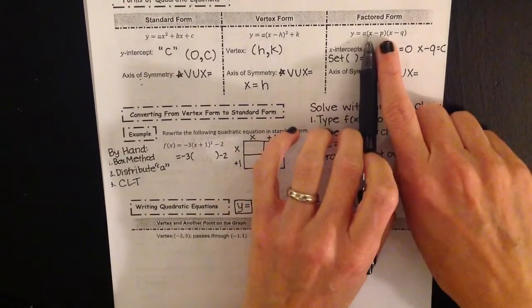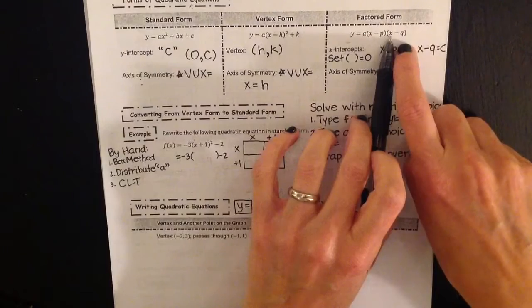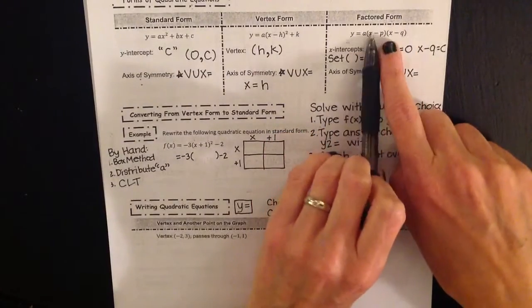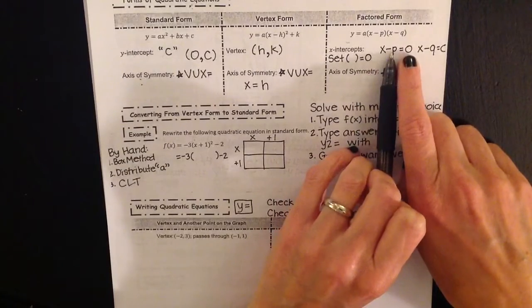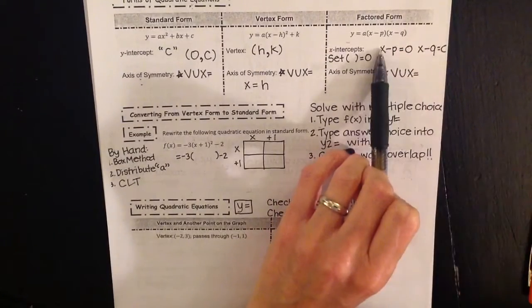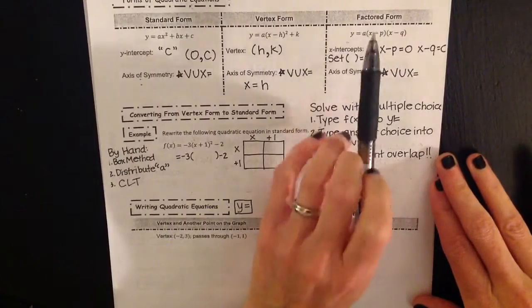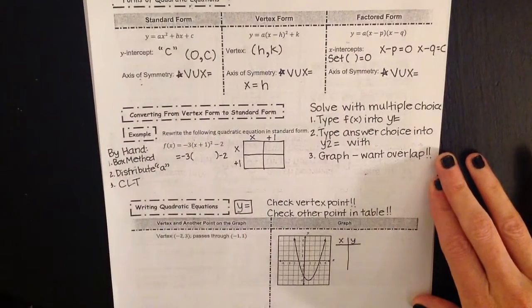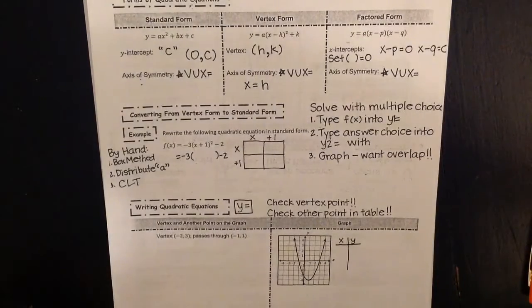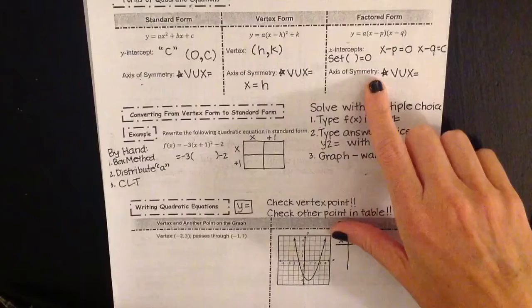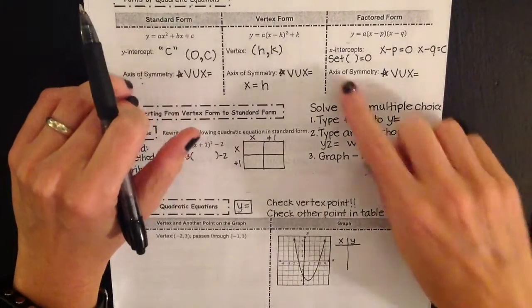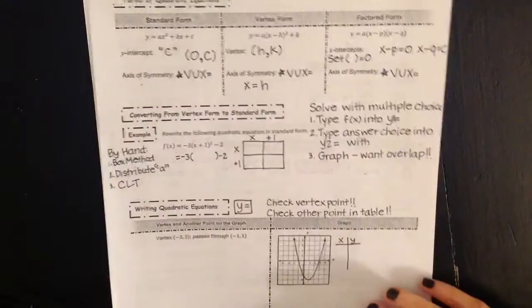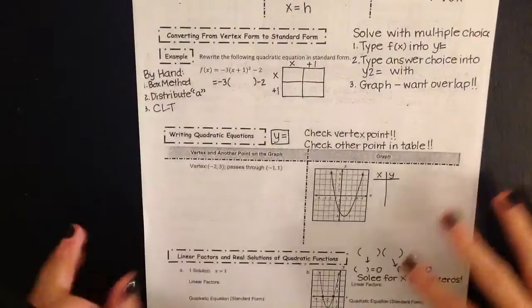Factored form. So this is when you're going to see two sets of parentheses. What you can get from the parentheses is that you can set them equal to 0 and solve for x so that you can get your x-intercepts. Personally, if you have a y equals equation, type it into y equals and then use your calculator to find your x-intercepts, just like I showed you on the last video. And then your axis of symmetry, again, just like with standard form, find the vertex using your calculator, and then your axis of symmetry is the x value of your vertex, and it's a vux line.